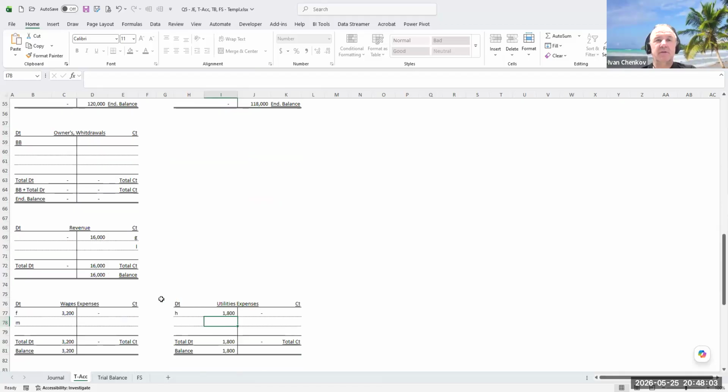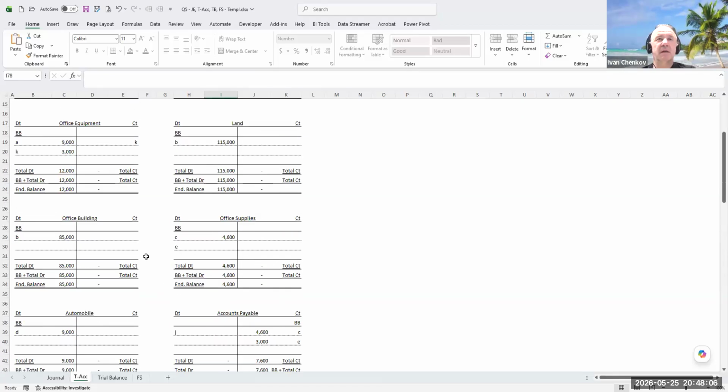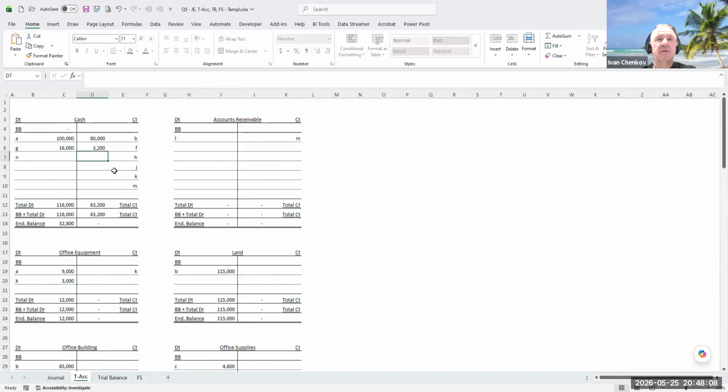That's letter H. Let's find the cash for the letter H. Here, letter H, $1,800 cash going down. So at this point, your cash is $31,000. Correct? Are you guys with me? Are you getting the same cash, 31,000, up to this point?